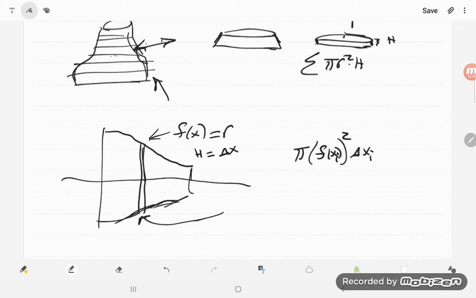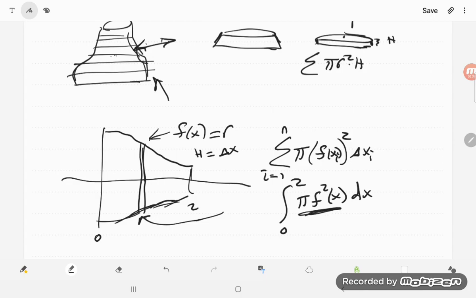And then sum those up, i equals 1 to n. But now let my delta xi's go to 0 and little n go to infinity. And I will have, say this is 0 and that's 2 or something like that, an integral from 0 to 2 of pi f squared of x dx. And as long as I can find the antiderivative of that thing, fundamental theorem of calculus, and I'm good to go. Okay, so that's the basic idea.